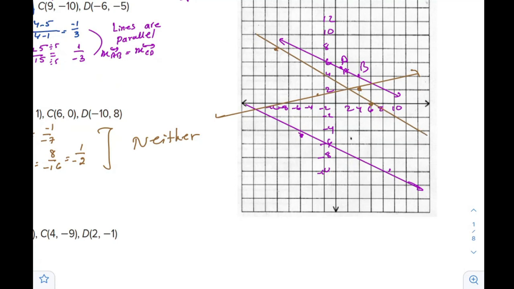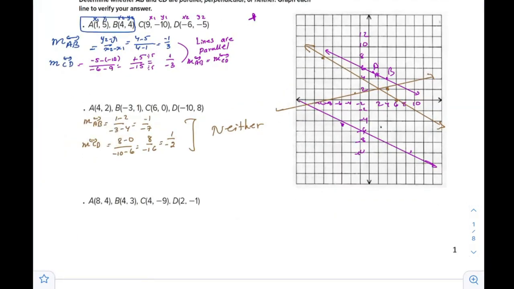As you see, they are intersecting here, but not at a right angle. So we cannot say that they are perpendicular. Perfect. Moving to question 3.